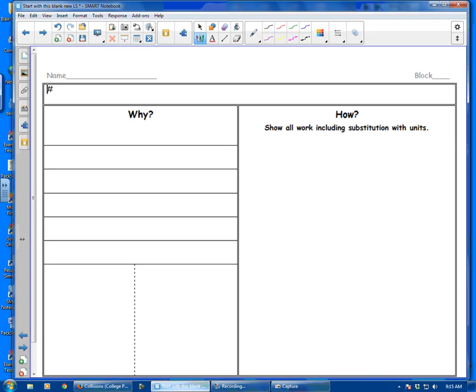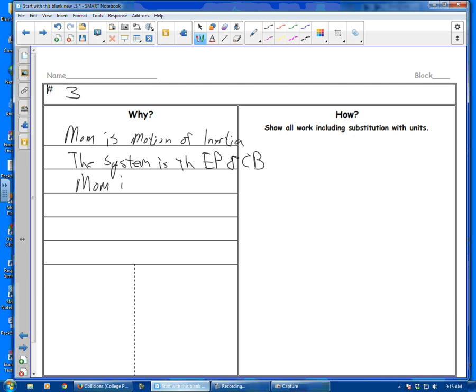Okay, so again, I would start off in my Y with making sure that I understand momentum is conservation of momentum, that the system is the EP, elderly performer, and cannonball CB. Momentum is conserved in the system.